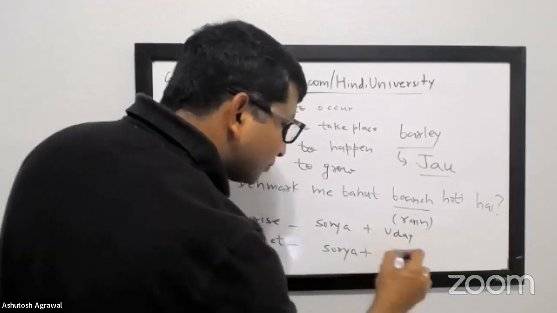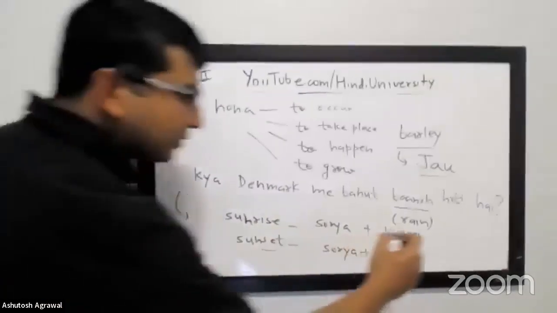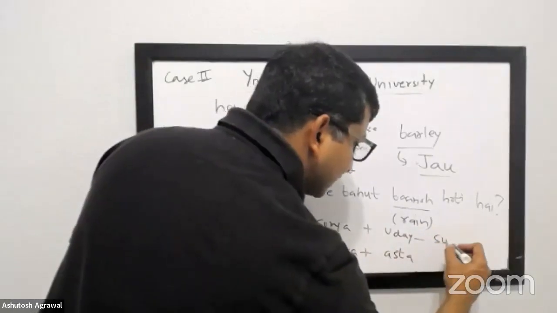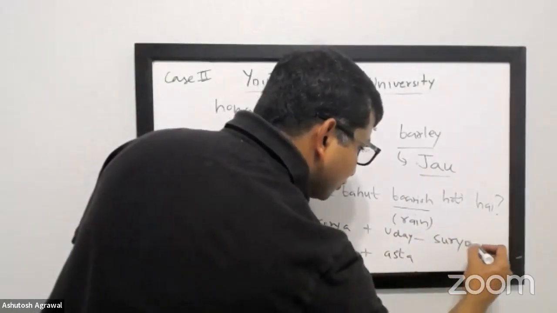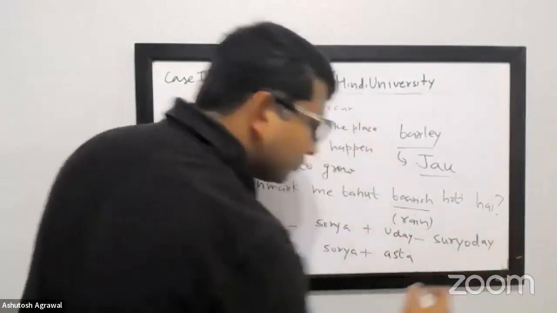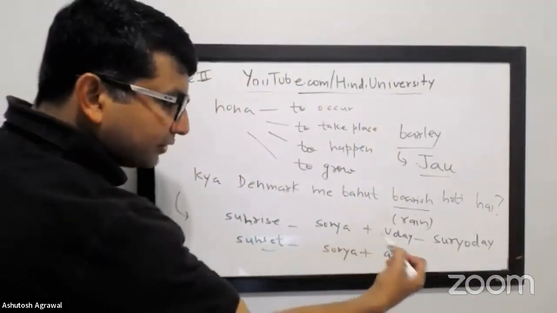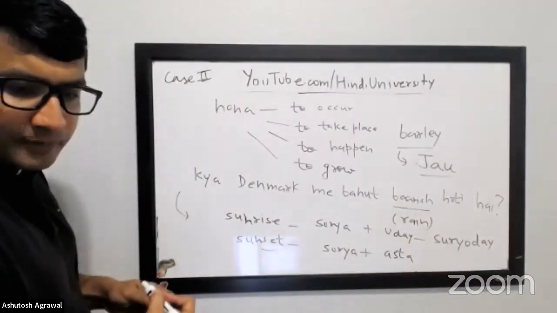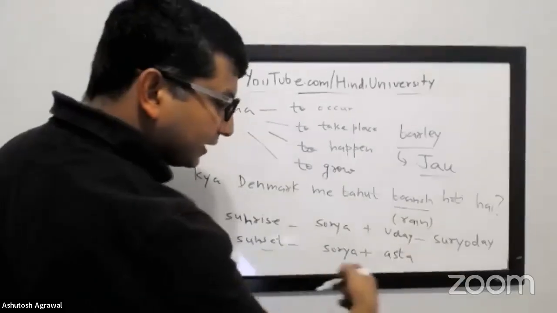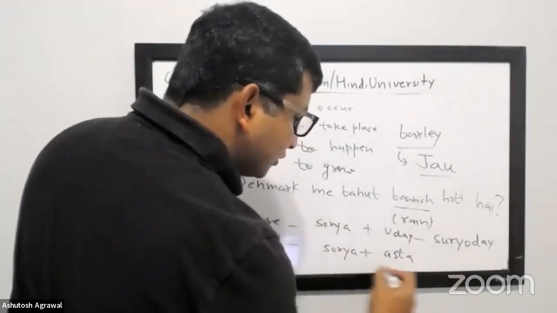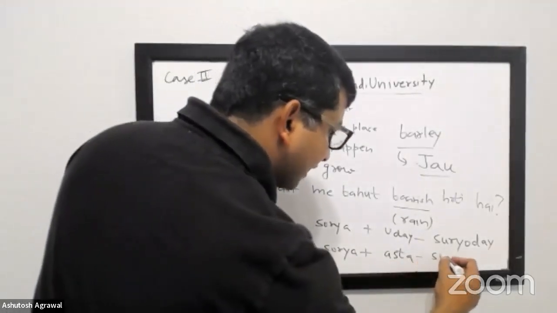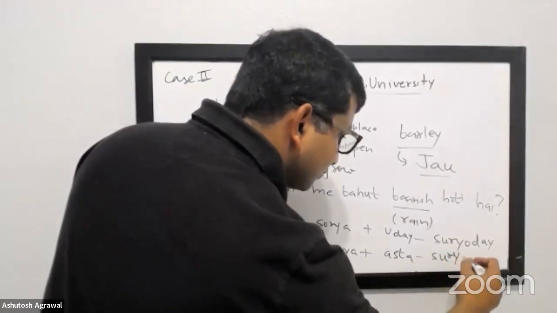So when you combine both of them together, Surya Uday, it becomes Suryodaya. Very good. It becomes Suryodaya. So this is your two words coming together and becoming Suryodaya. Okay. And similarly, Surya plus Ast becomes Suryasta.